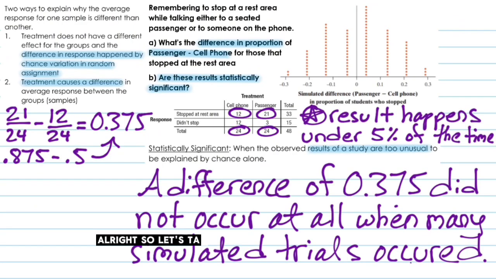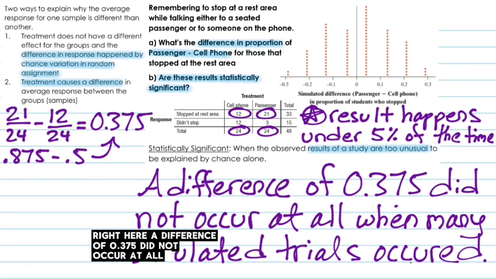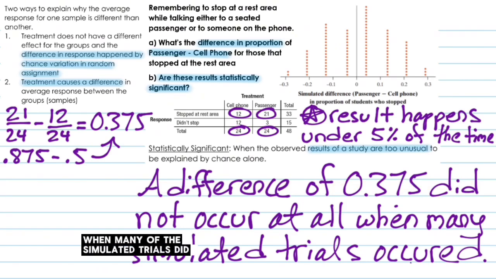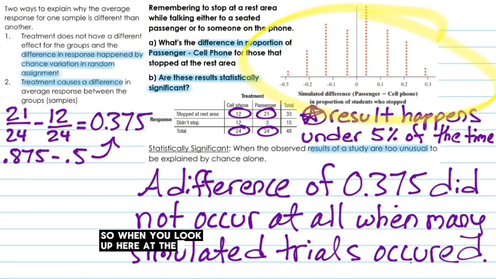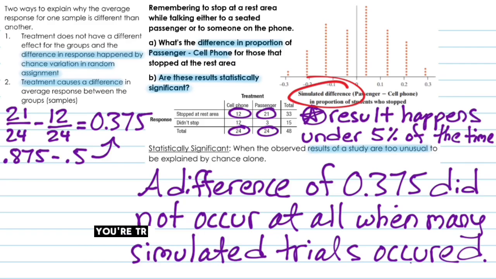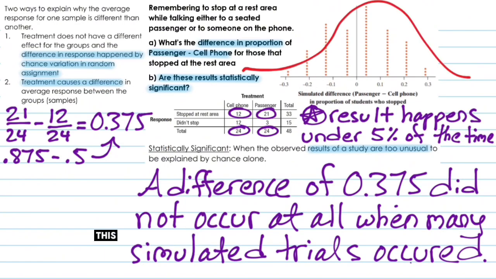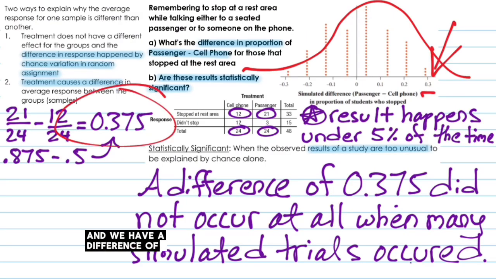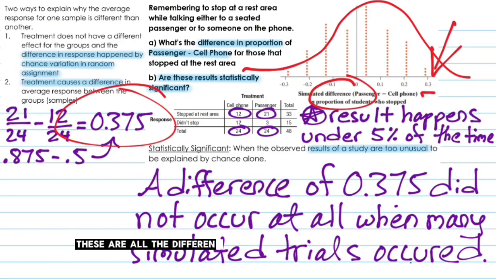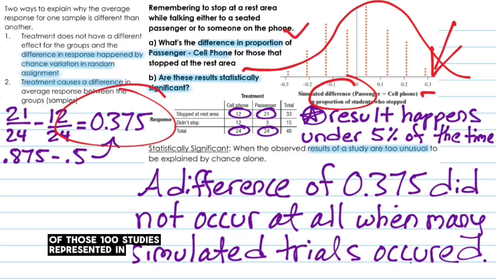All right, so let's take a look. Starting down right here. A difference of 0.375 did not occur at all when many of the simulated trials did occur. So when you look up here at the normal distribution, that's the other thing. When you are doing your simulated differences, you're trying to see if the result of 0.375 is normal, is typical. And this normal distribution, this bell curve, if you notice right here at the end, that says 0.3, and we have a difference of 0.375. These are all the differences of those 100 studies represented in this normal distribution.